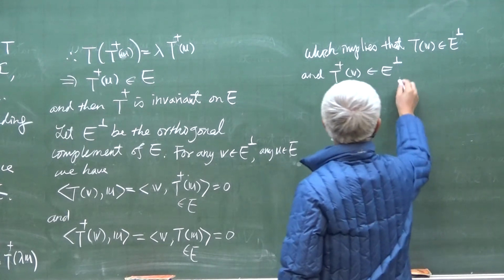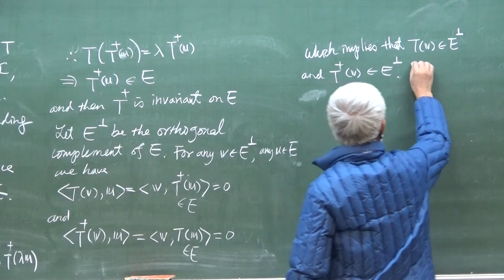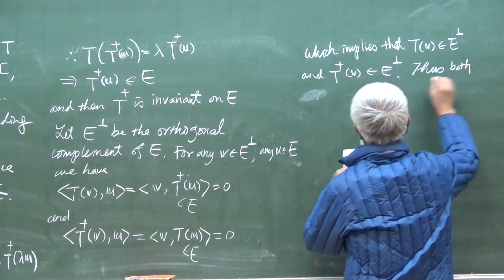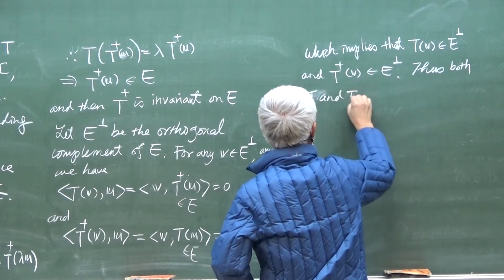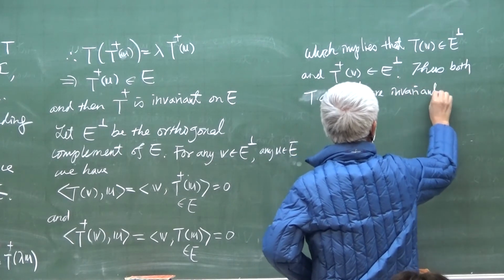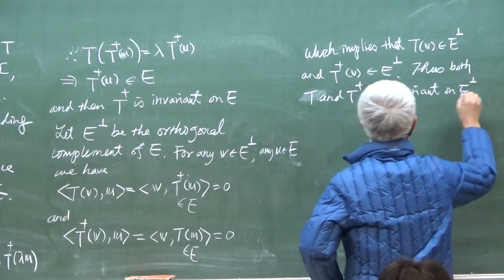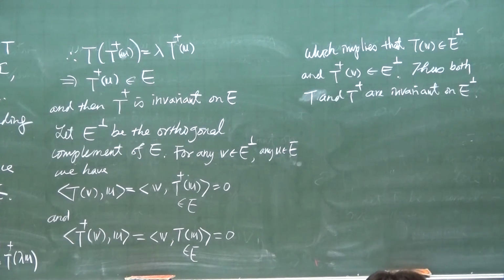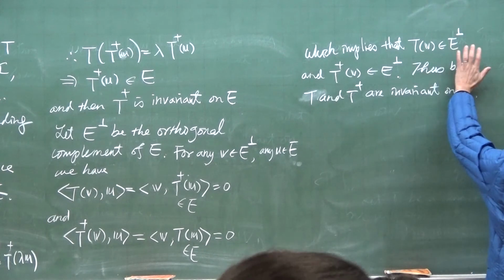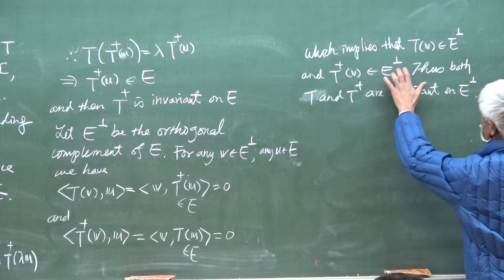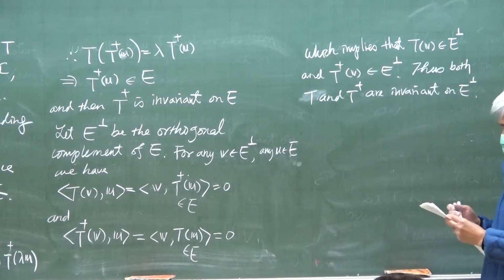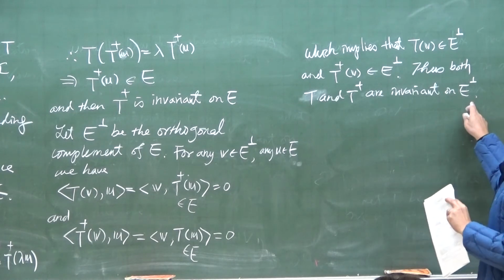Okay? So both T and T dagger are invariant on E perp. Remember, V is in E perp, and we find that TV is also in E perp, and T dagger V is also in E perp. So T and T dagger are invariant on E perp.